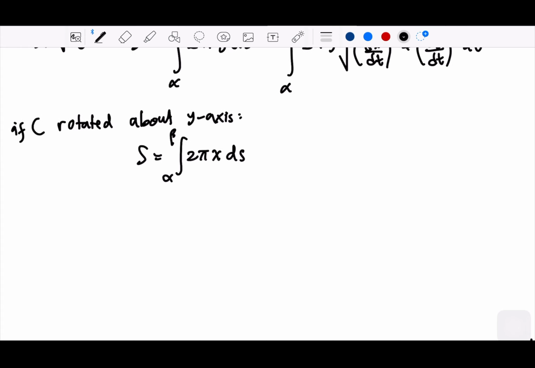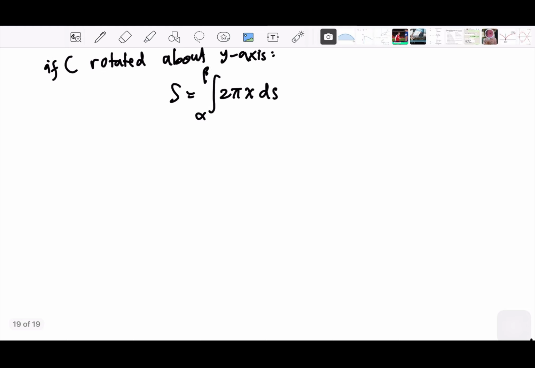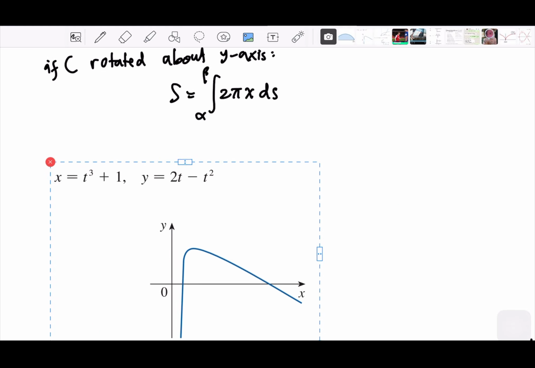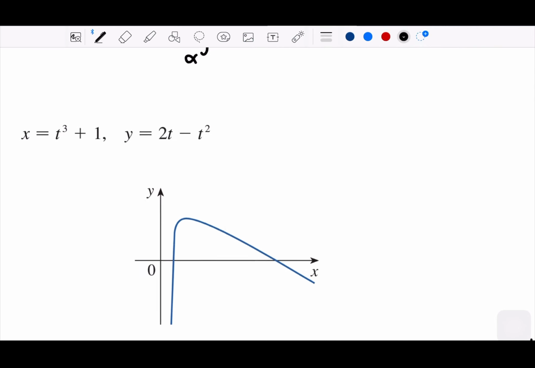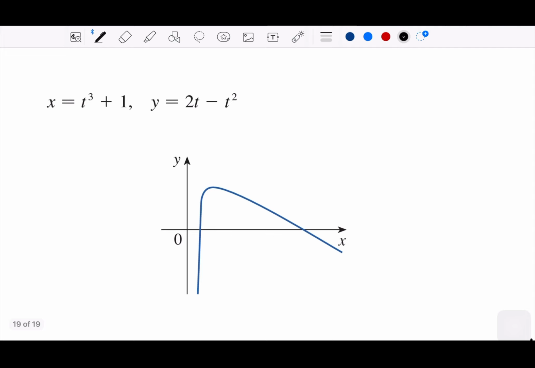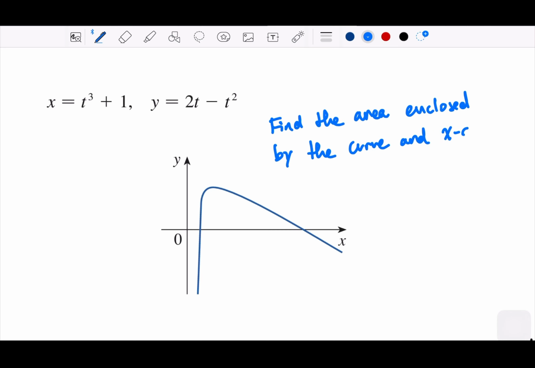Okay, let's say we are going to have an example. We have this parametric curve already. Find the area enclosed by the curve and the x-axis. That's the question. I'll give you some time to think and perhaps look at your notes.